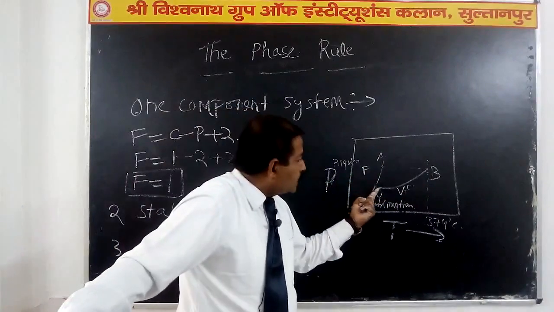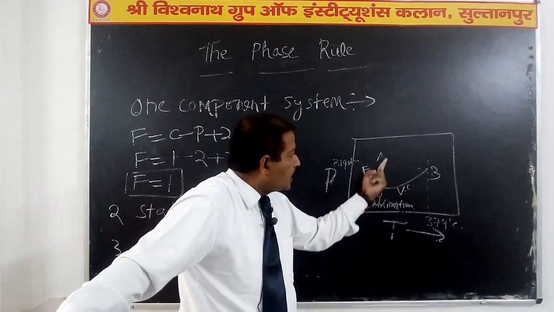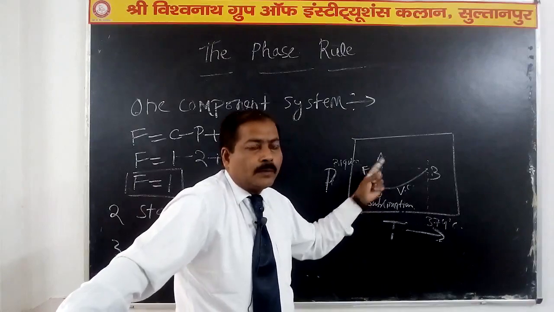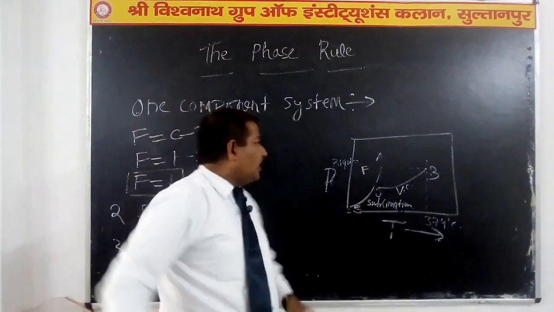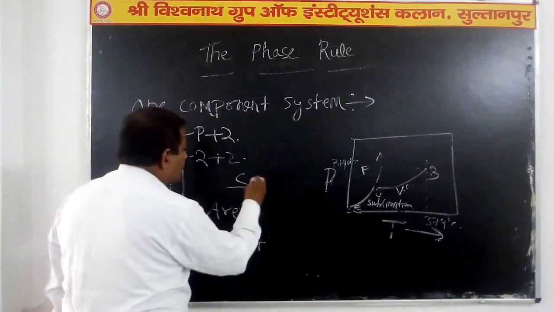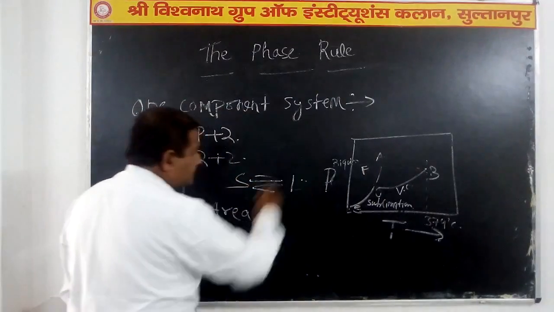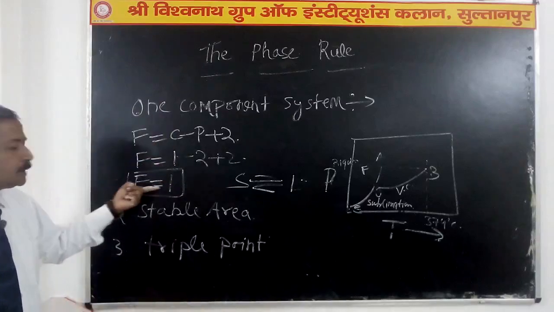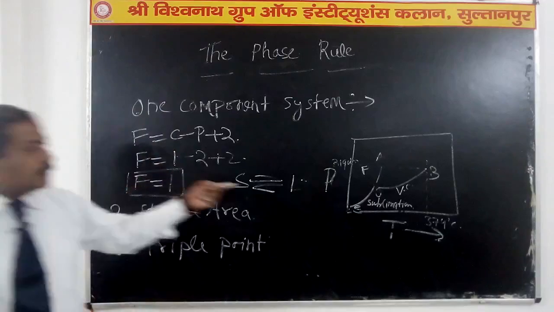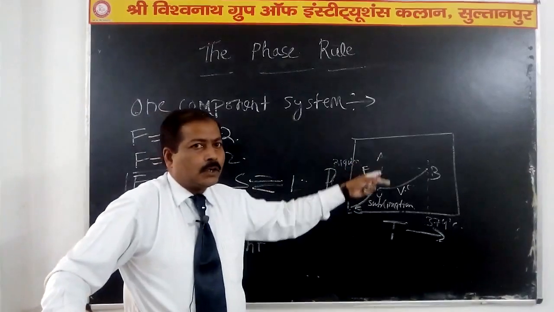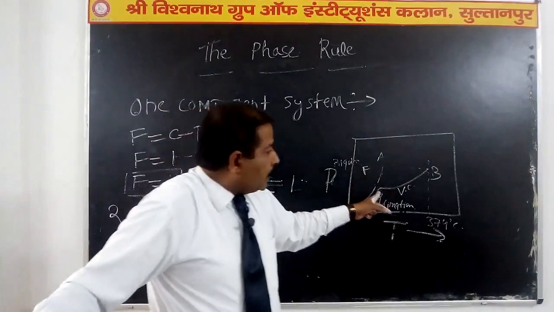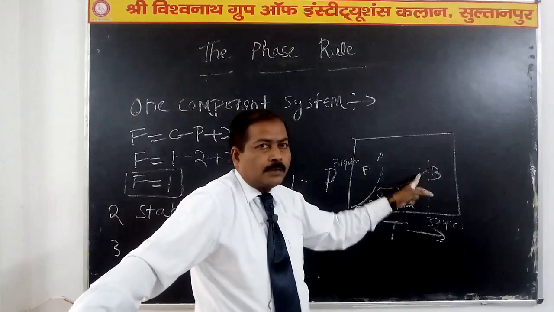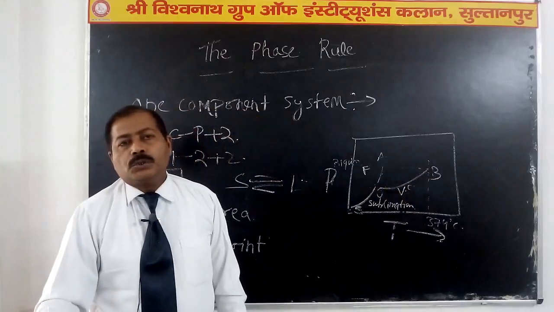Let us discuss along the curve OA. This curve OA is called the freezing point curve. At this curve, the total number of phases is equal to 2, that is the solid is in equilibrium with the liquid. And again, with the help of this formula, we can calculate the degree of freedom. It will come 1, or we can say the system is univariant or monovariant. The third stable curve is called the vaporization curve, that is OB. Along this curve, the total number of phases is equal to 2.